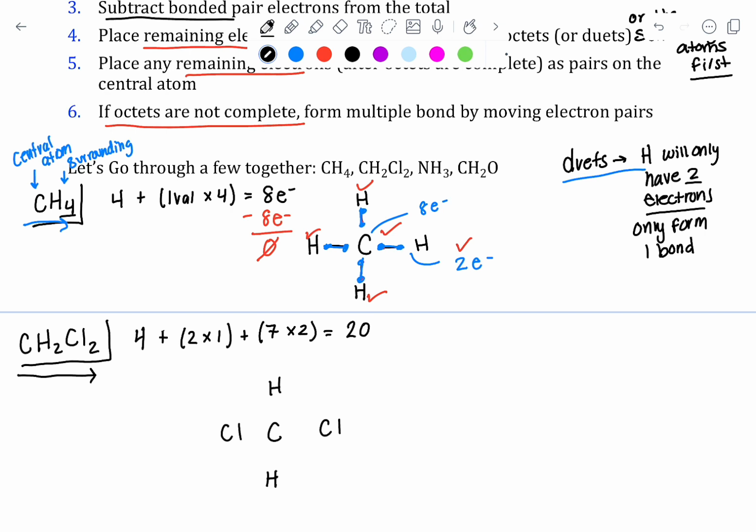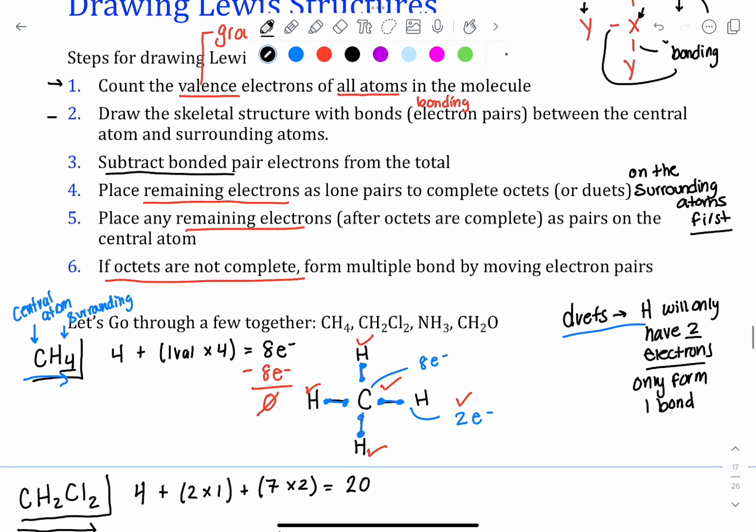Okay, remember this is like a box, so they can go on either side. Since there's 4 atoms in total, they fit on all 4 sides. And then we're going to connect those surrounding atoms to our central atom with bonds. So that was step 2.